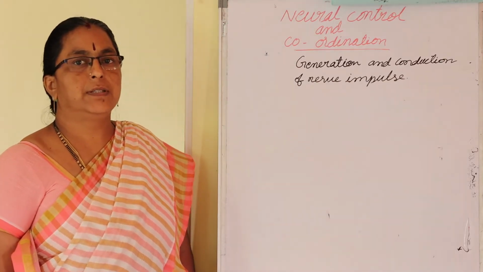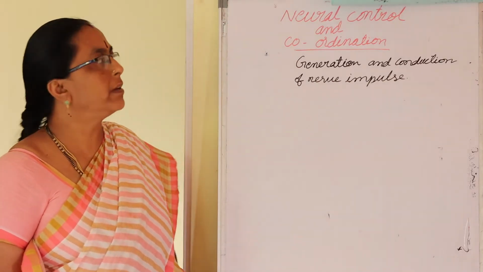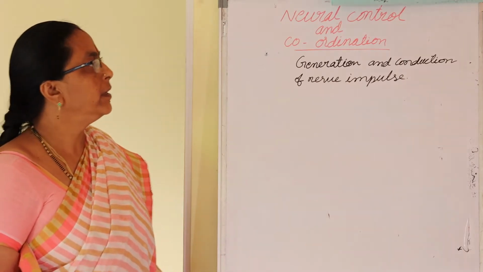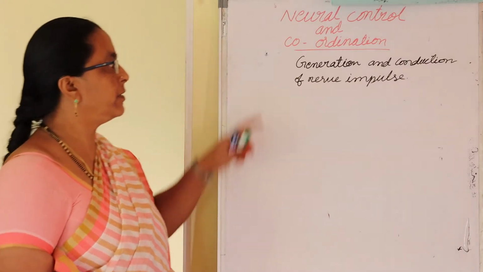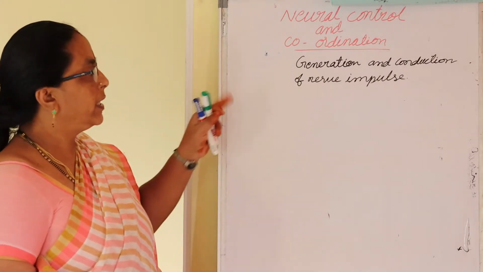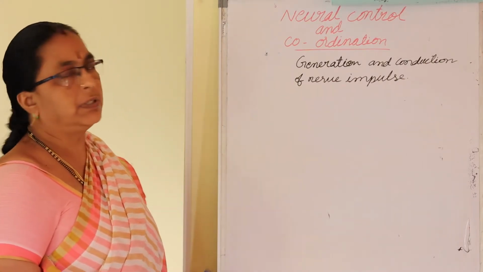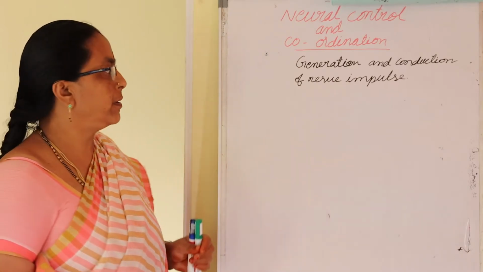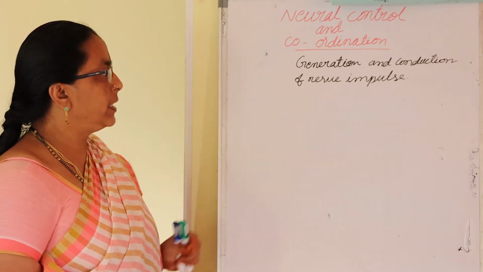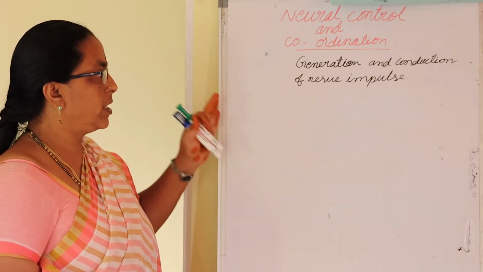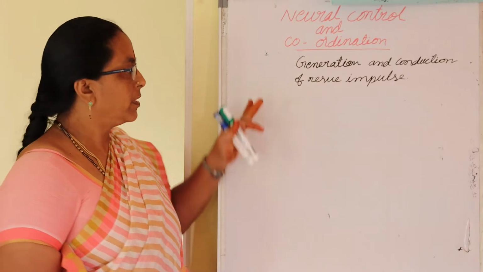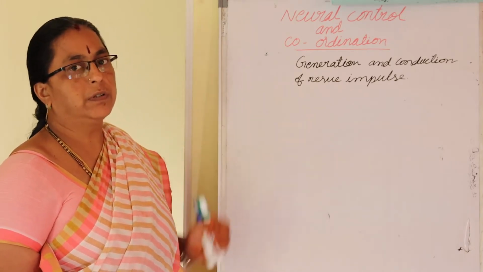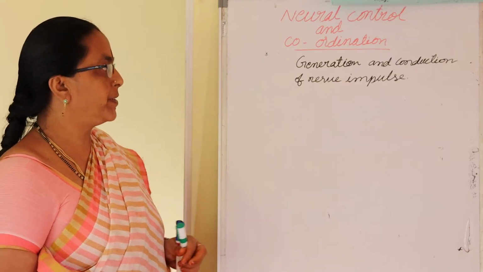Welcome to zoology session. Today's topic is neural control and coordination. In that we will discuss generation and conduction of nerve impulse. Nerve cells are excitable. It shows one of the properties of a neuron. Excitability means electrical charges reach the target place through the nervous system, the nerve fibers.